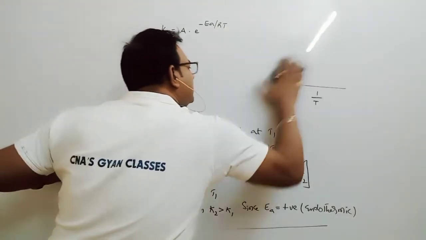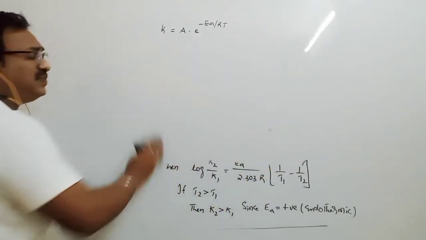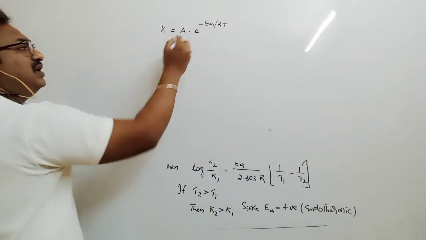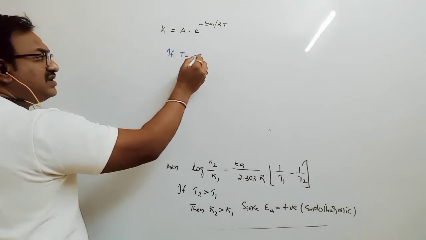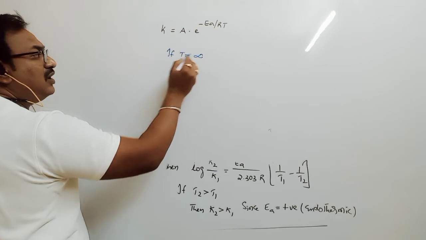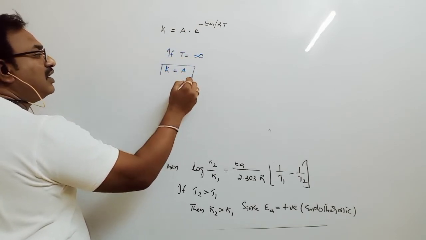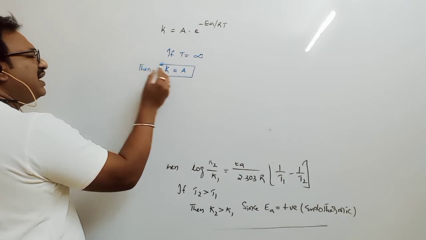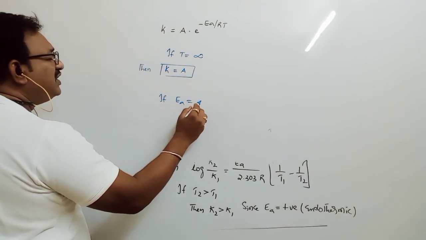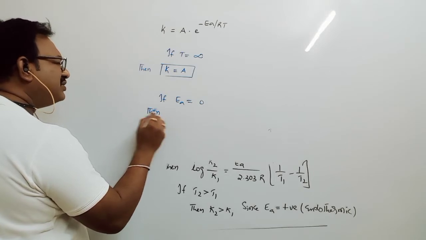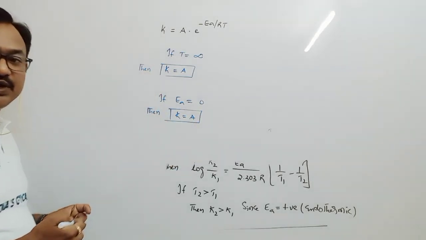See, in this particular Arrhenius equation, k = A e^(-Ea/RT). If T is infinite, that is, the temperature is infinite, then k is equal to A. This is the first condition. Another one: if activation energy is equal to 0, then also k is equal to A. So please remember these two conditions.